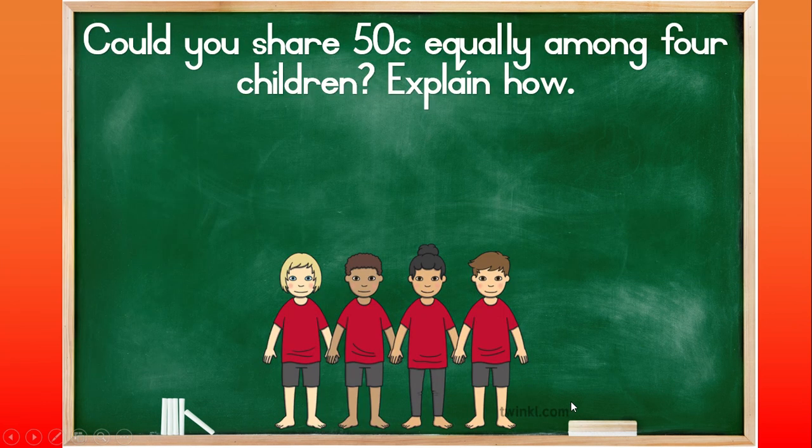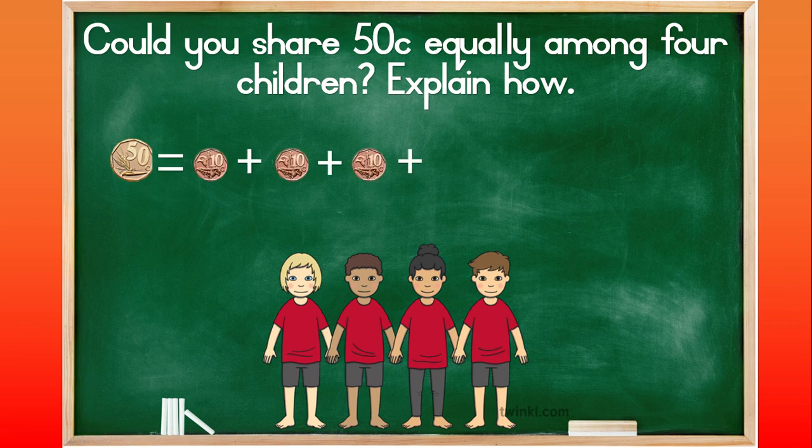So, starting with our first word problem: could you share 50 cents equally among 4 children and explain how? So here we have our 4 children holding hands. We have 50 cents, so let's break it up into 5 10 cents. 1, 2, 3, 4, 5. This is the easiest way to break it up because we know they will have enough coins for all of the children. This is also the second smallest way to break it up.